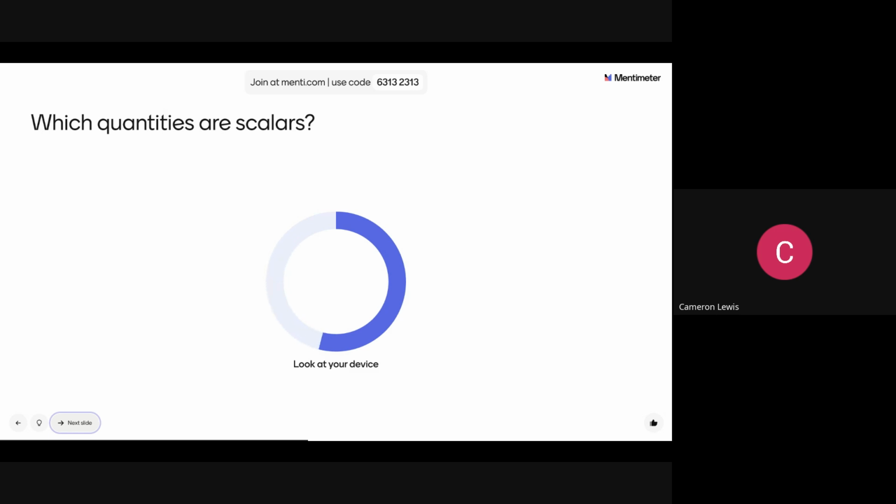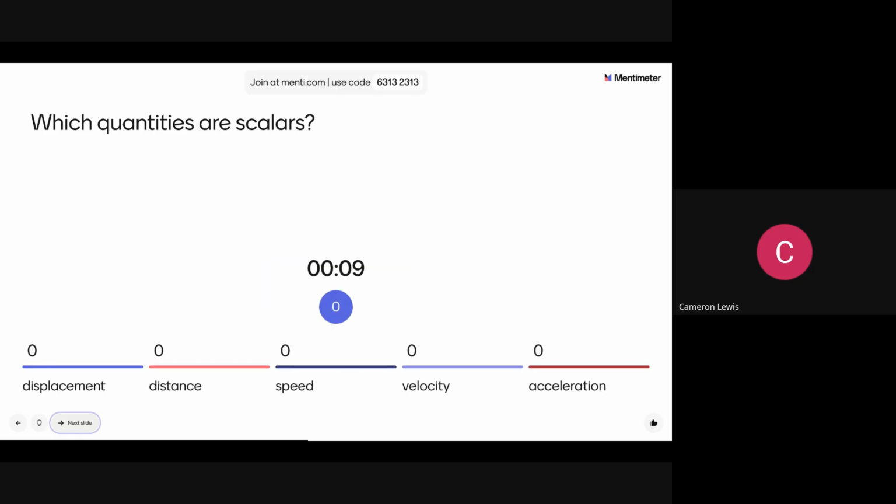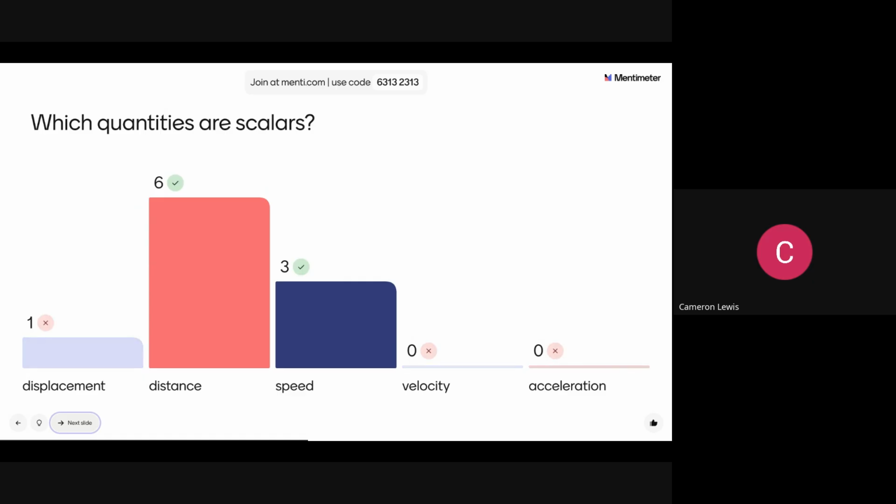So now from what we just talked about, which quantities are scalars? Just join that site and put that code in. Displacement, distance, speed, velocity, acceleration. Good, 100% right. Oh, almost. Good job, Don. Distance and speed are our scalar quantities. So scalars go together, vectors go together.